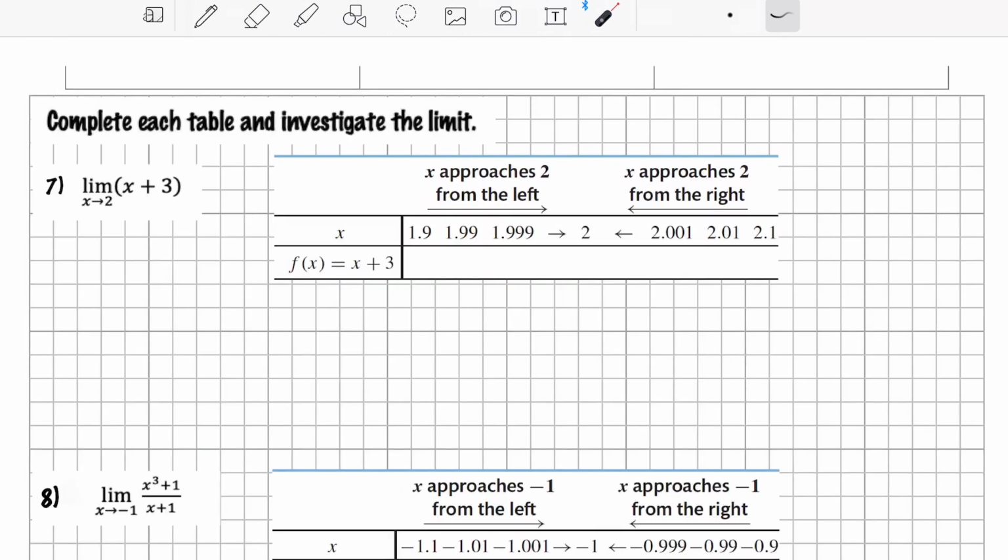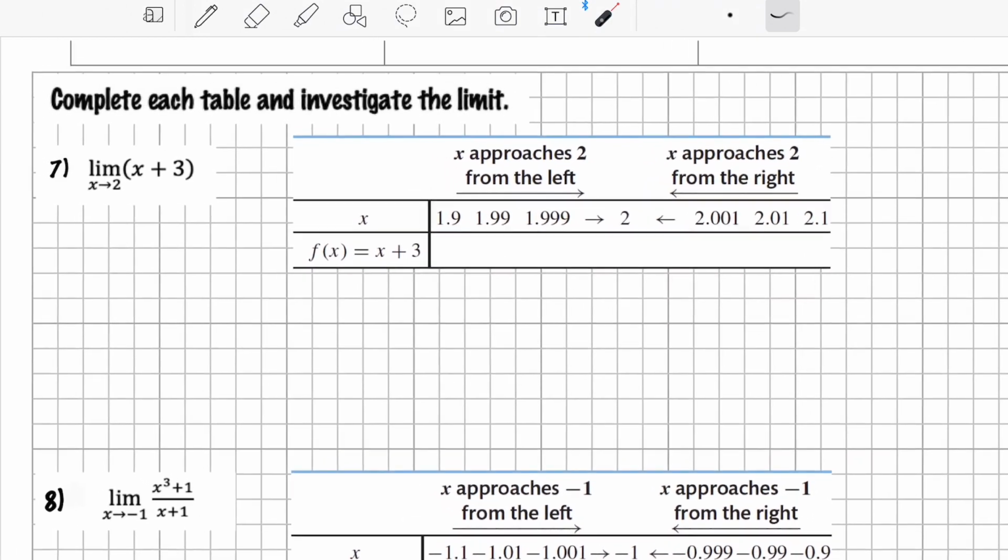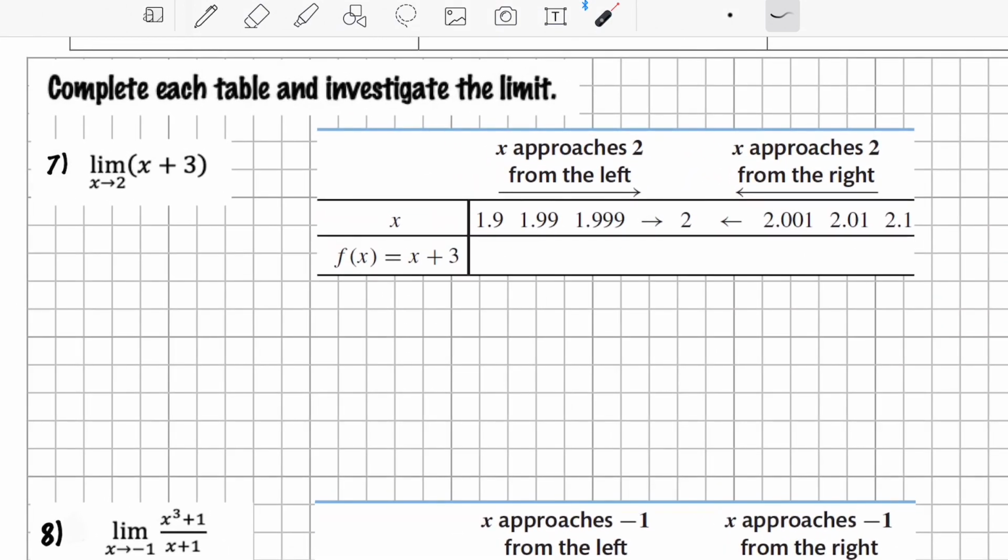Okay, now we're done with graphs. Let's look at how to find the limit by using a table. So let's see. Here we want to know what is the limit as x approaches 2 of x plus 3. So here's my table. And we want to get really, really close to the value of 2. So here's my x. These are all the x's. And the y value is basically our function. So what we want to do is plug these values into my equation to see what we get.